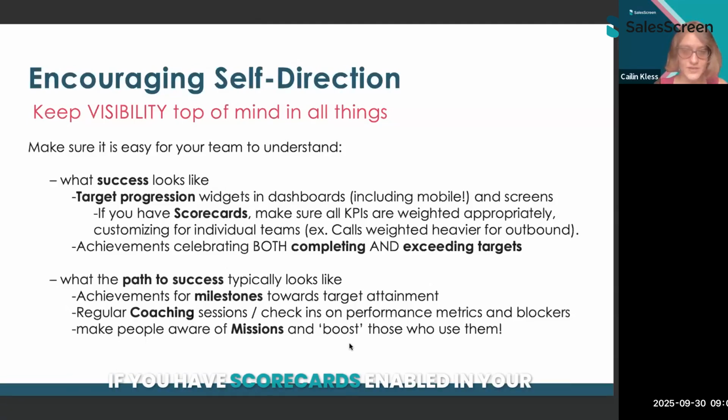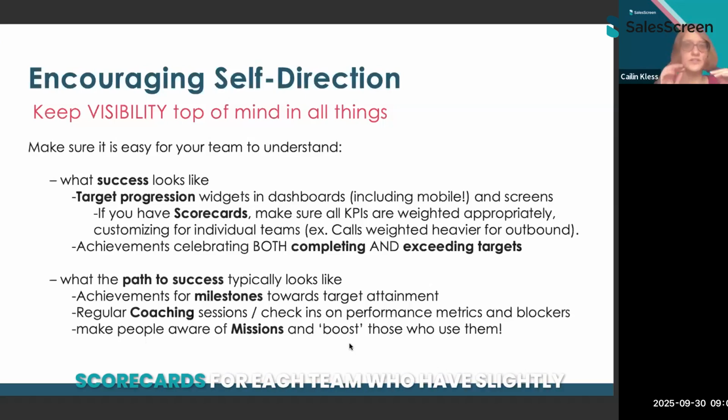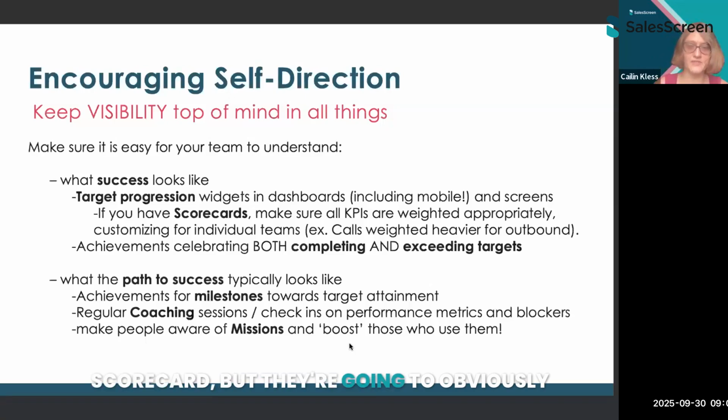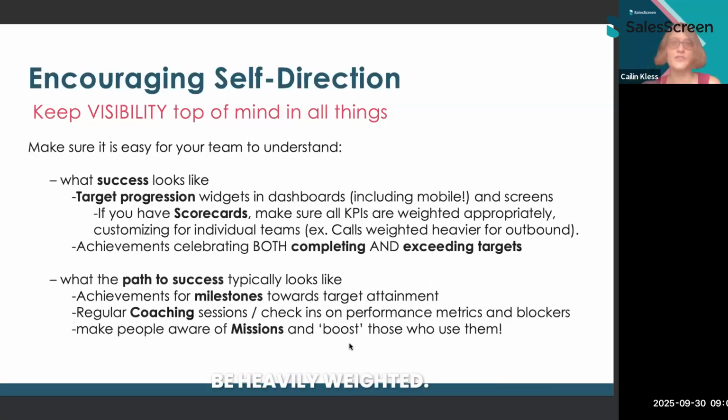If you have scorecards enabled in your package, definitely go through and make sure that all of your KPIs are weighted appropriately. And that might involve setting up different scorecards for each team who have slightly different priorities, and that you're pushing the things that matter most to your organization. So for example, if you have an inbound and an outbound team, maybe calls aren't quite so important to the inbound team. They might not even be aligned on your scorecard, but they're going to obviously be heavily weighted if you have an outbound calls team.